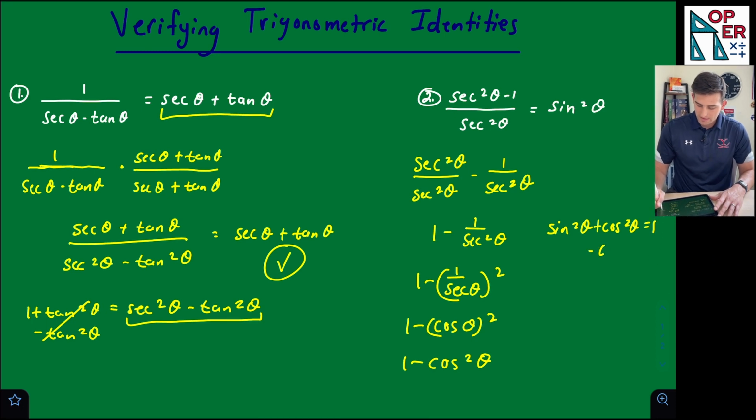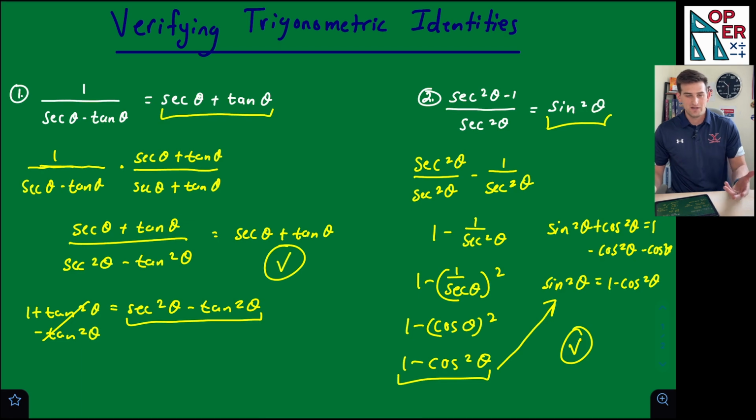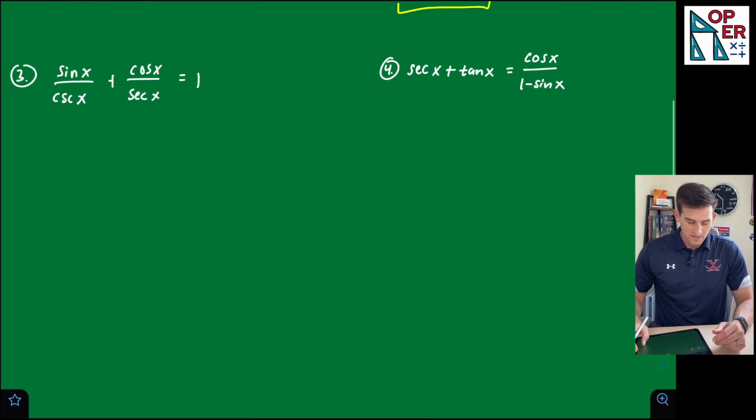So if I subtract cosine squared theta from both sides, then look what we get. We get sine squared theta is equal to 1 minus cosine squared theta. So we have 1 minus cosine squared theta right there. Our identity tells us it's equal to sine squared theta, and that's what we are trying to make it equal to. So we'll give this one a check. We have verified number 2. Okay. All right, we'll do 2 more.